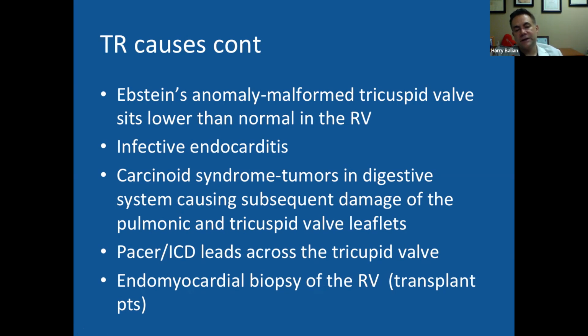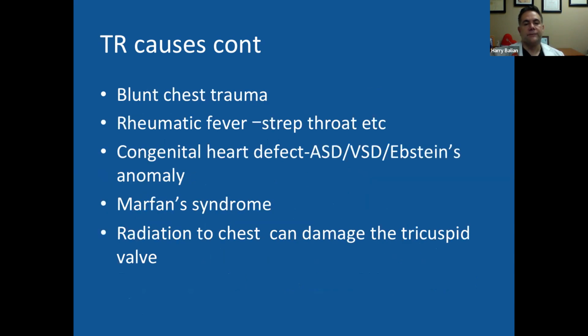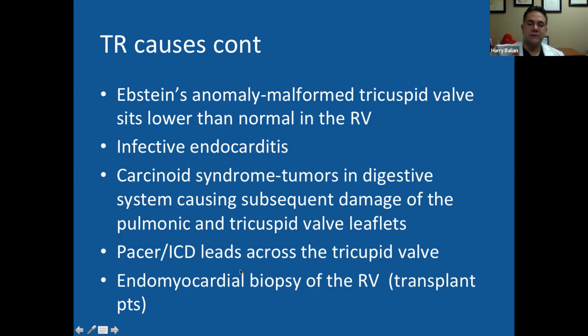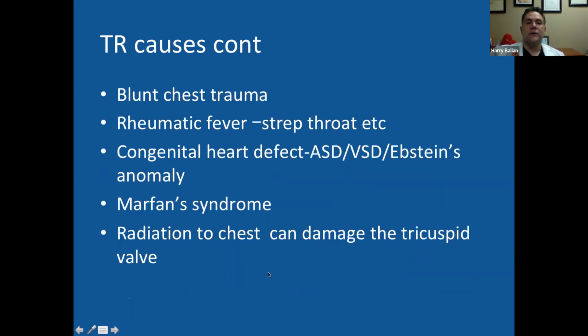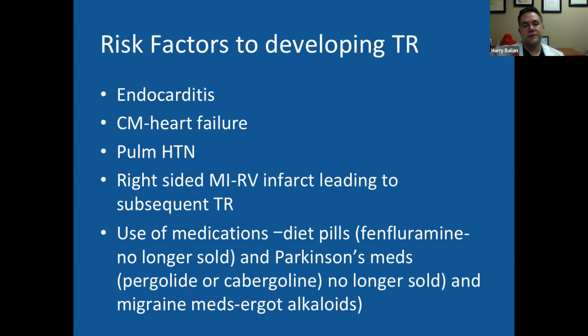So now we have leadless pacemakers, where we implant them directly into the RV, and the subcutaneous ICD, which sits on the sidewall of the chest, outside of the ribs. So there are no leads involved, and that way we don't risk damaging the tricuspid valve. Endomyocardial biopsy for transplant patients can also cause TR. So can blunt chest trauma, rheumatic fever, congenital heart defects such as ASD, VSD, Ebstein's anomaly, Marfan's, and radiation to the chest. All of them can cause TR. The risk factors are endocarditis, cardiomyopathy, pulmonary hypertension, and right-sided MI. All of those are risk factors to develop TR.